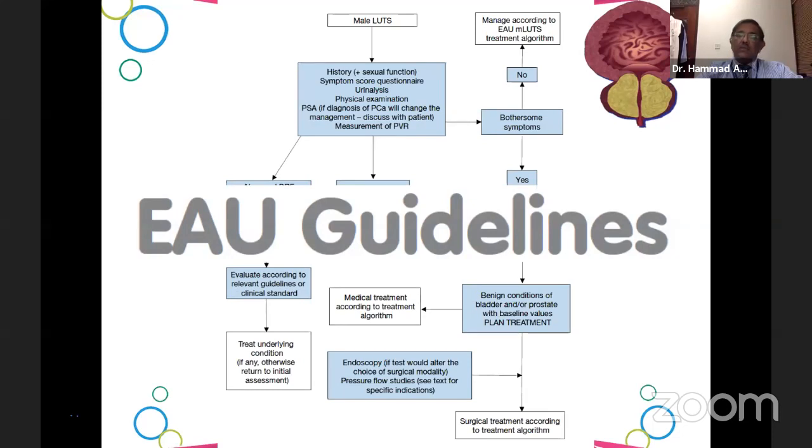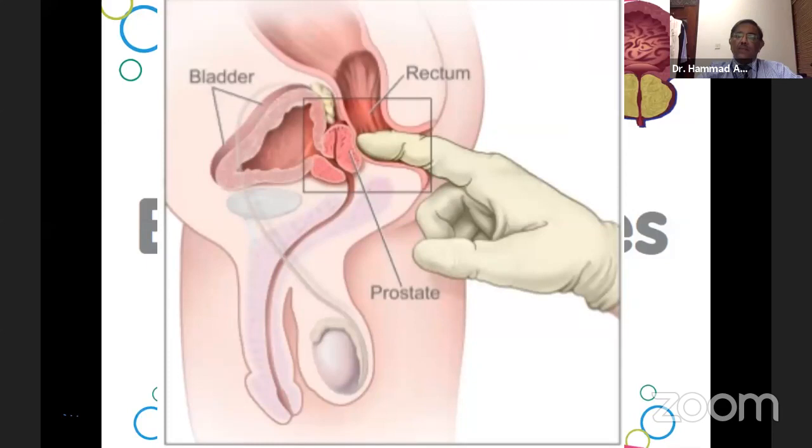So the most important lesson from this algorithm is that history, physical examination, and some very basic tests like urinalysis, flow test, and post-void residue are important. But this is the most important test. And there are two things that the majority do not do, even urologists often miss out: a rectal examination and examination of the inguinoscrotal region.